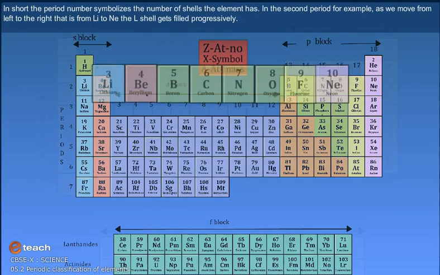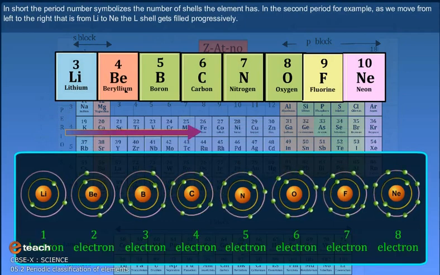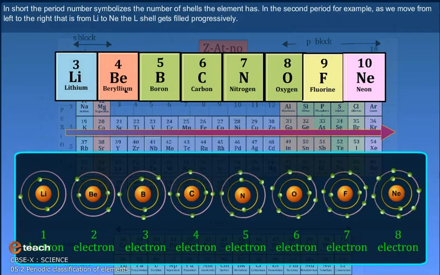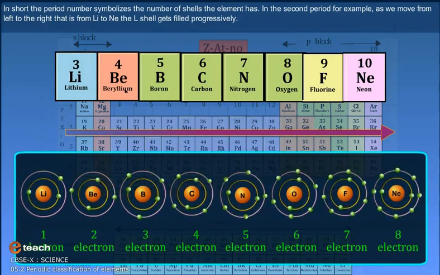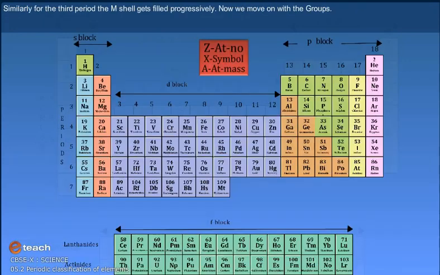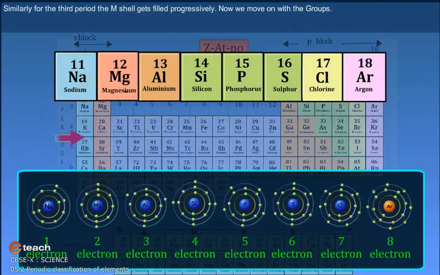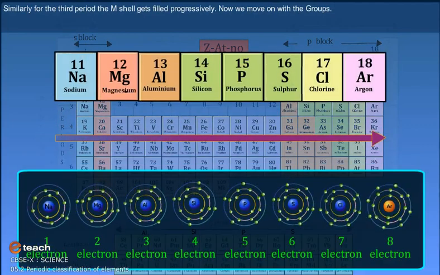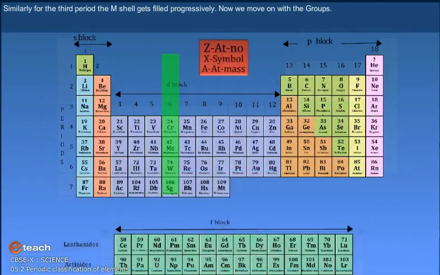In the second period, for example, as we move from left to right, that is, from lithium to neon, the L shell gets filled progressively. Similarly, for the third period, the M shell gets filled. Now, we move on to the groups.